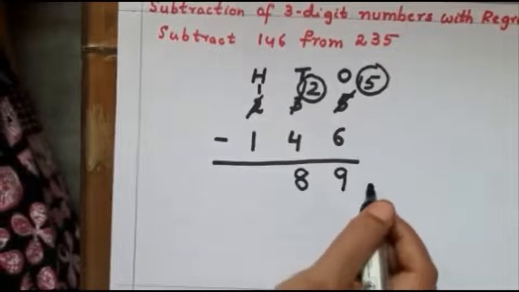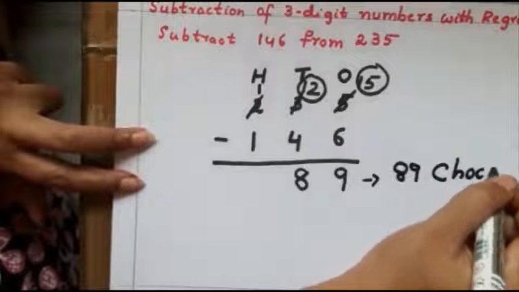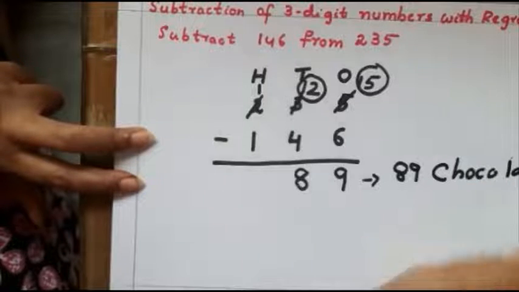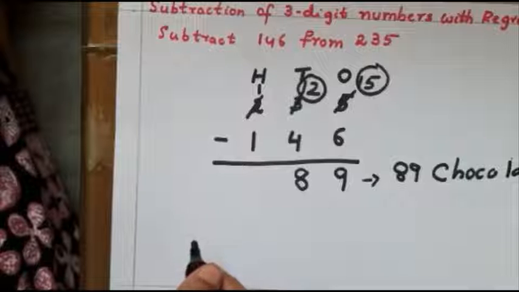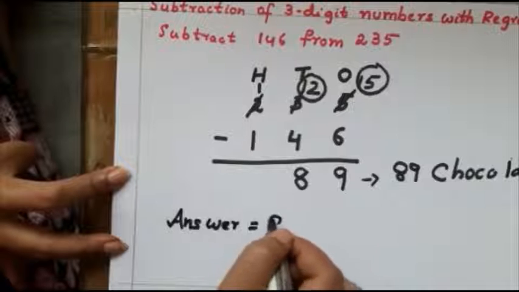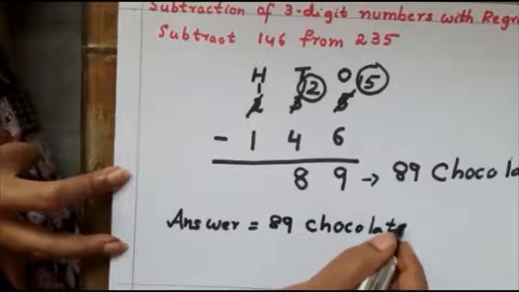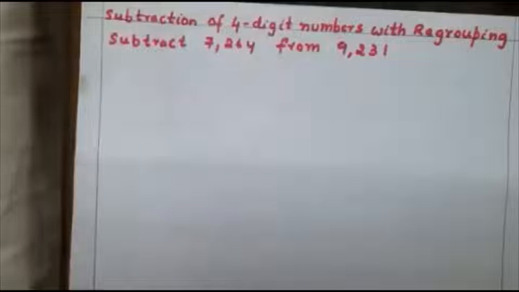So, how many chocolates are left with you? 89 chocolates. So, now you have 89 chocolates with you to distribute at home on your birthday. We have already discussed the subtraction of 3-digit numbers with regrouping. Now, we are going to learn about the subtraction of 4 digits with regrouping.